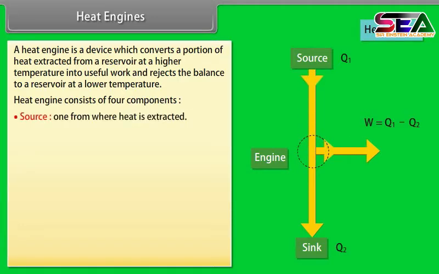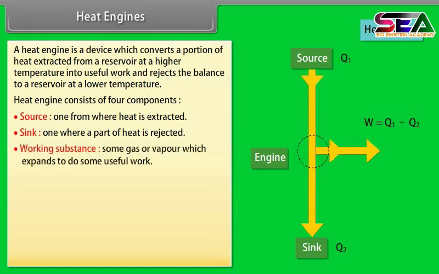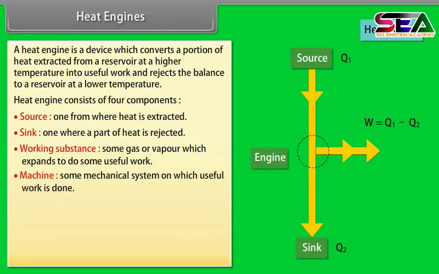Source: from where heat is extracted. Sink: where a part of heat is rejected. Working substance: some gas or vapor which expands to do some useful work. Machine: a mechanical system on which useful work is done.